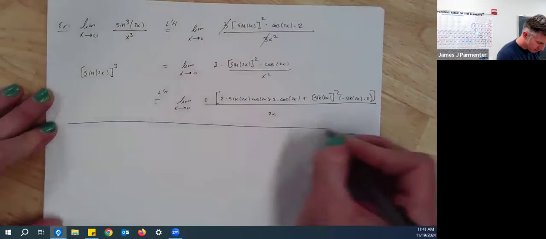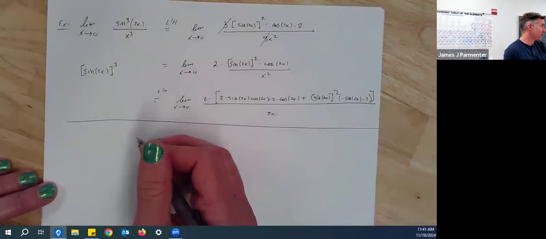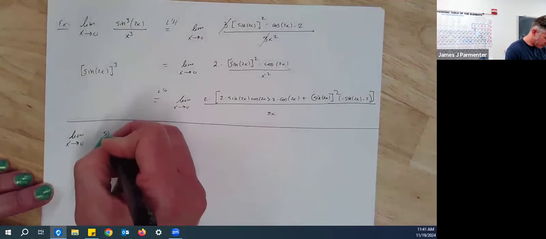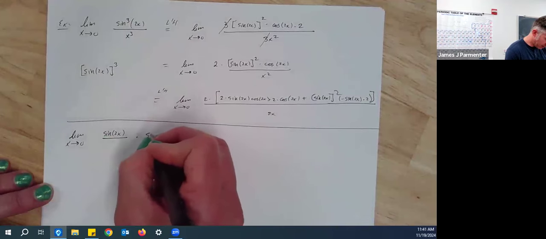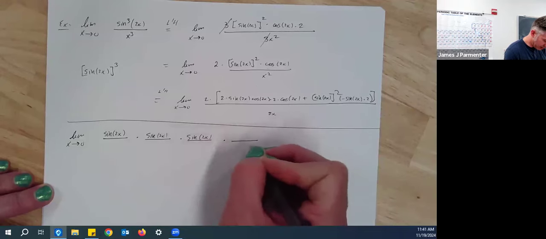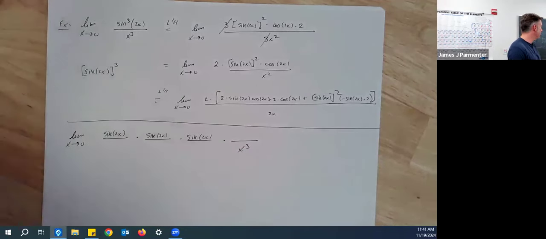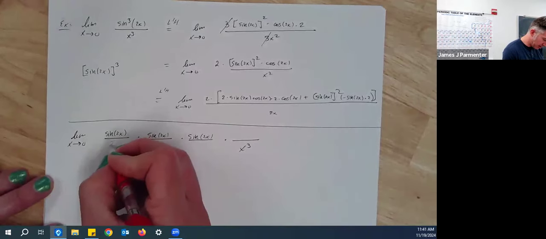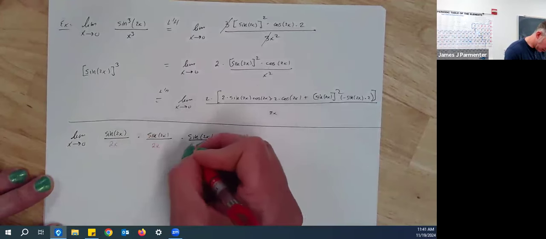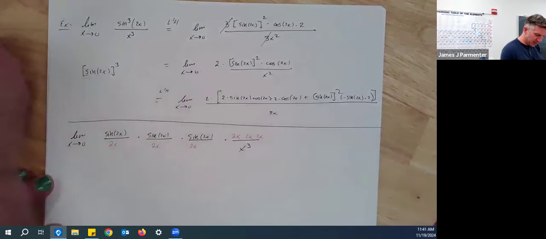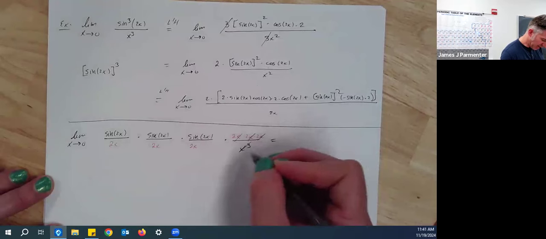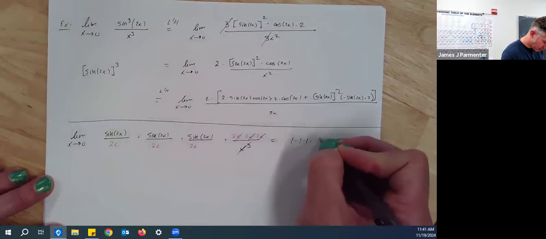Instead, use the fact that we know things about sine of 2x over x. We can rewrite this as the limit as x goes to 0 of sine of 2x times sine of 2x times sine of 2x times something over x cubed, and then just fill it in the nice way we did way back when. I want a 2x down here, I'm going to put a 2x up here. So then this ends up equaling 1 times 1 times 1 times 8, which is 8.